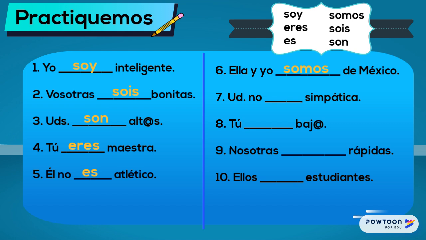Ella y yo somos de México. She and I, we are from Mexico. 7. Usted no es simpática. You, formal you, are not nice. 8. Tú eres bajo. You are short. 9. Nosotras somos rápidas. We are fast. Notice again that rápidas has to end in an AS because nosotras is the feminine form plus it's plural. And the last one, número 10. Ellos son estudiantes. They are students.